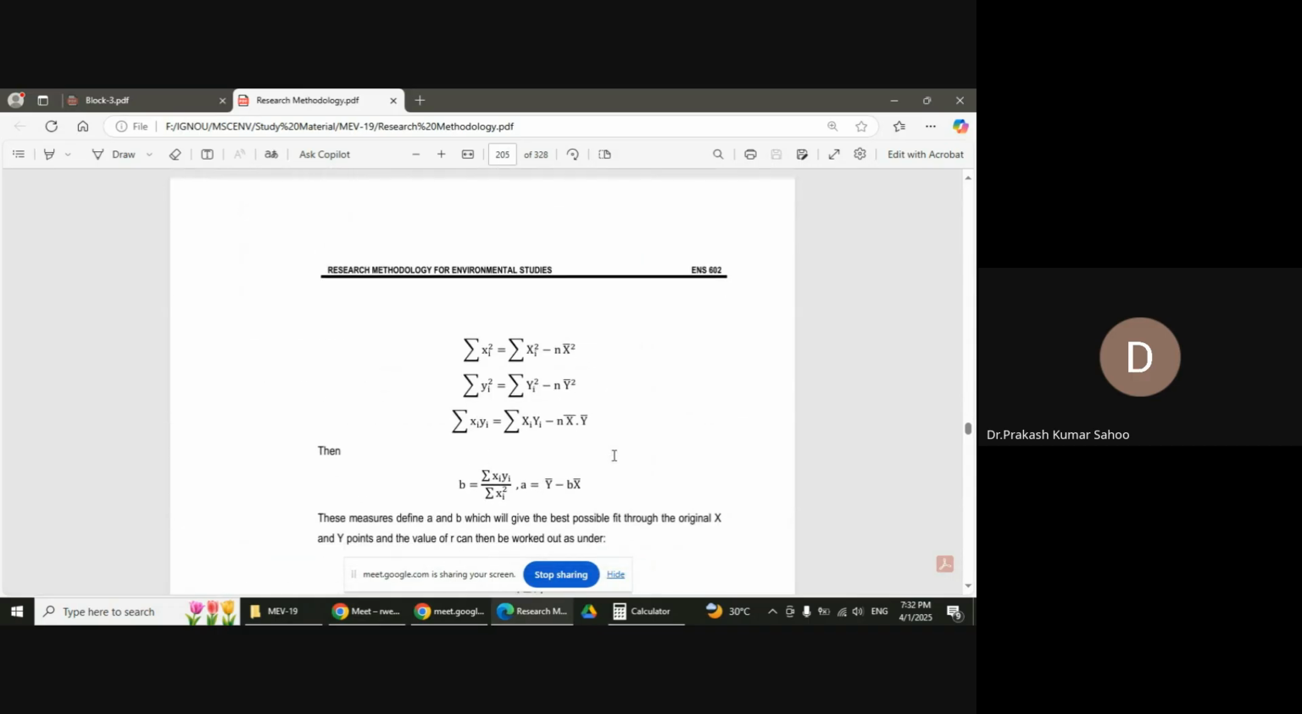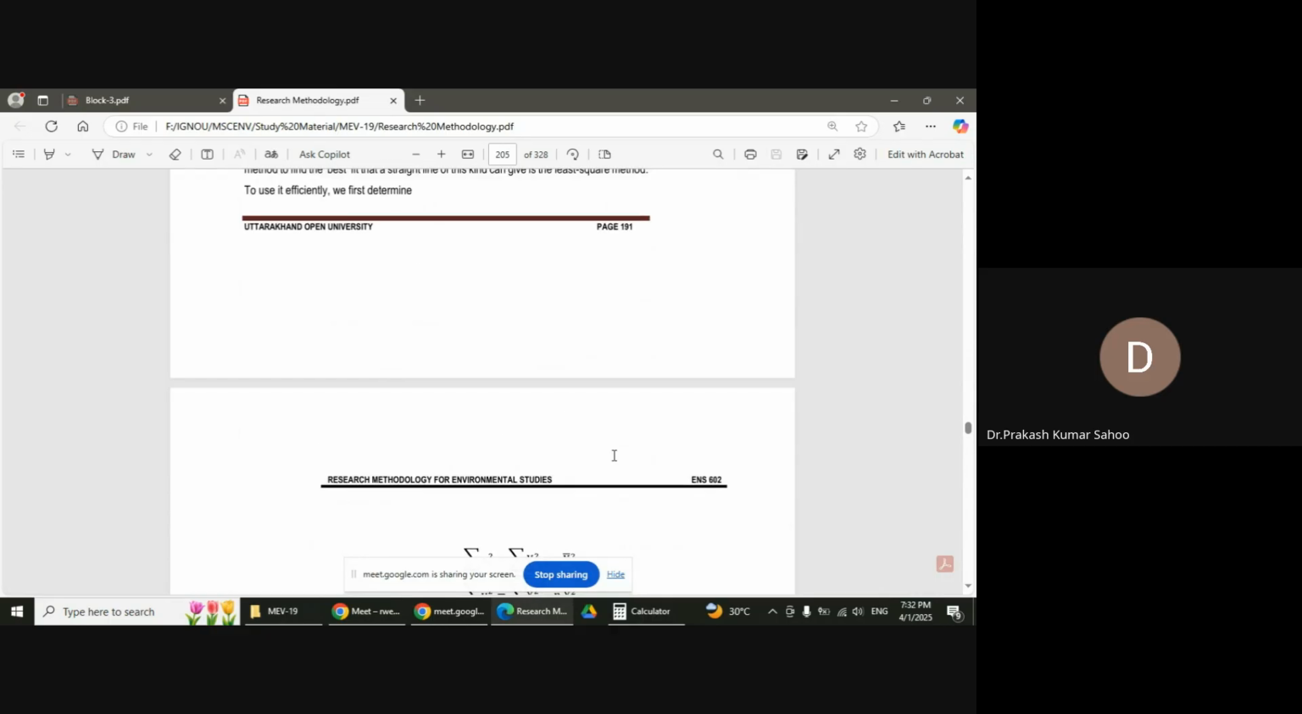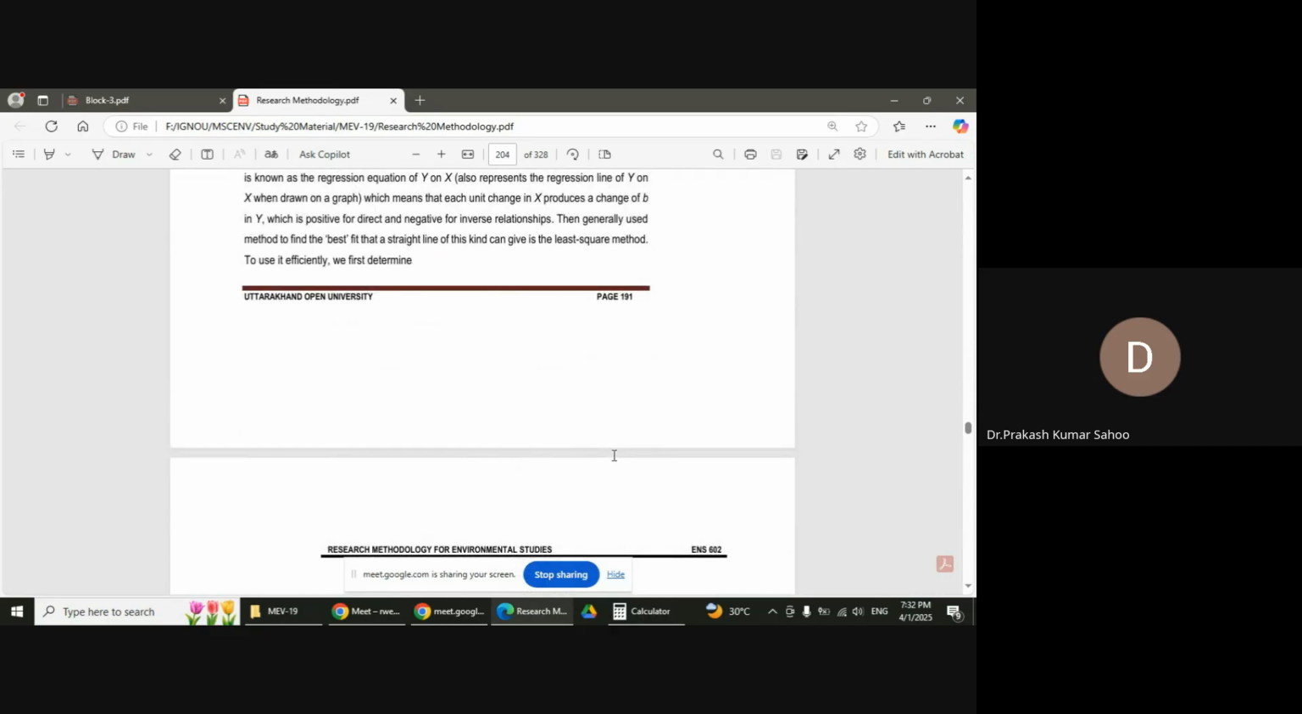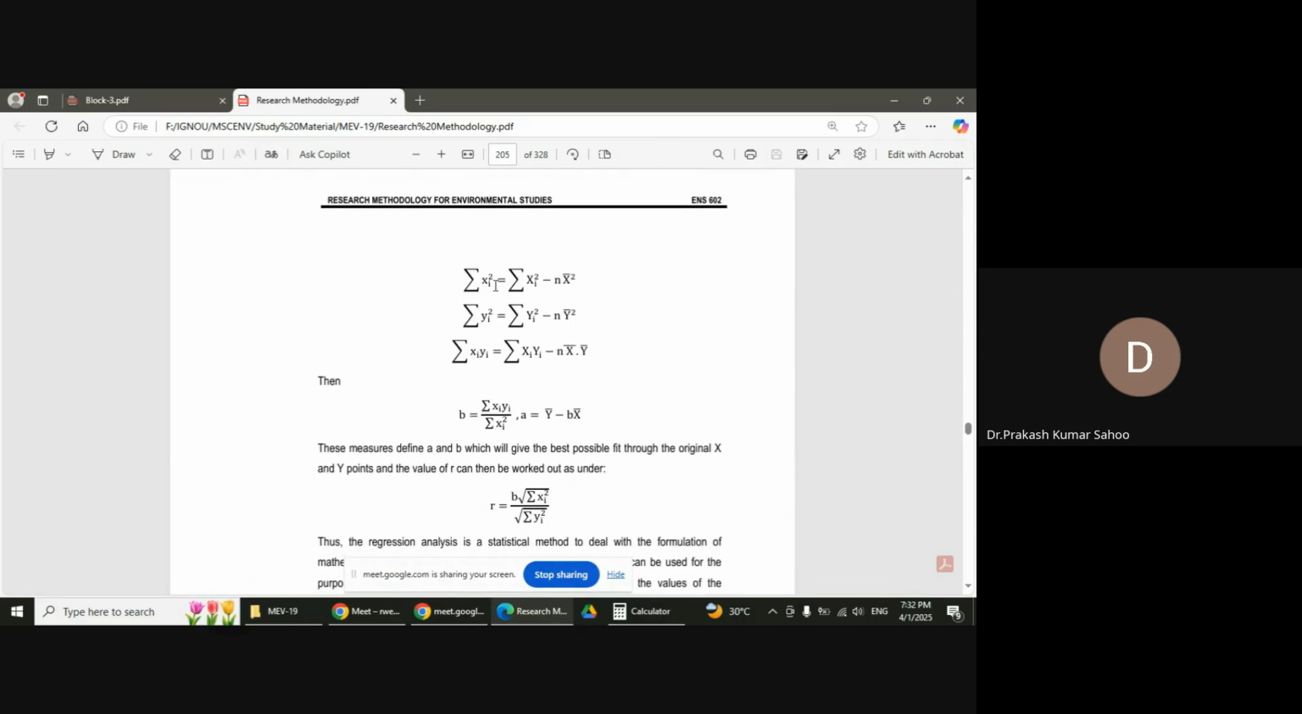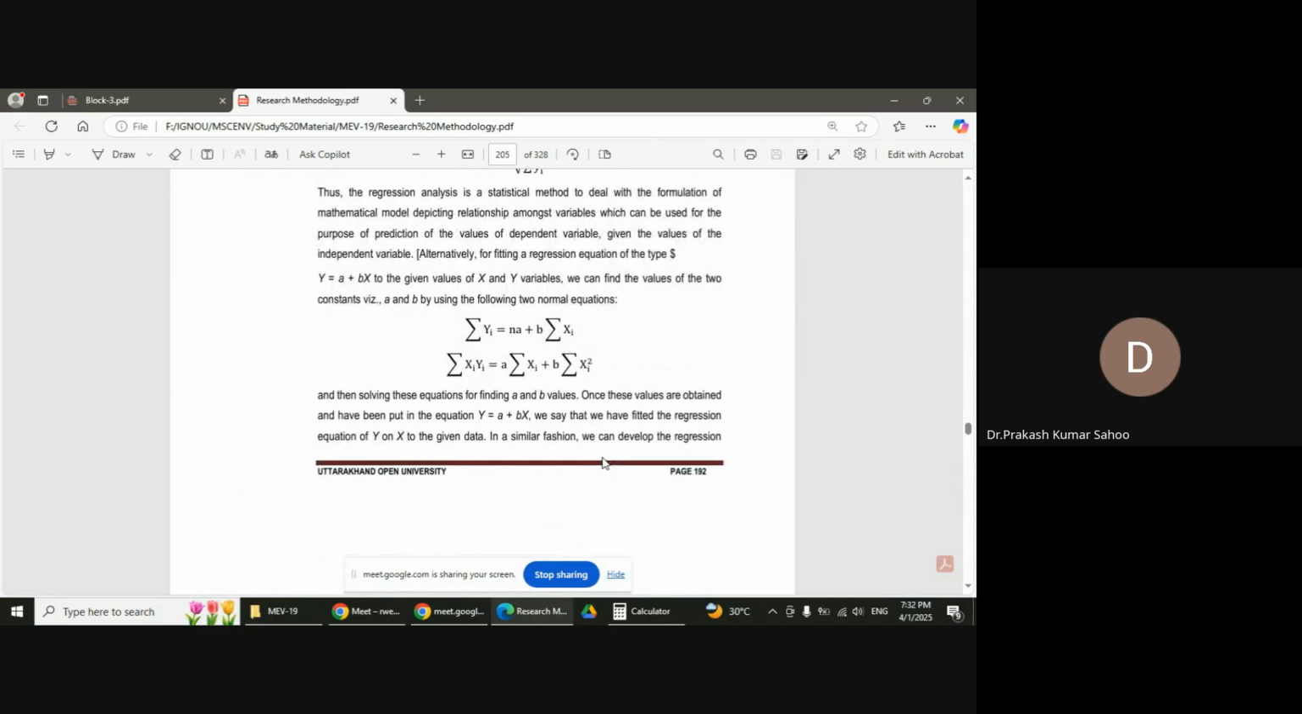Let's have some equations. This is the least square method, and the equations are like this. Just go through these equations, and just remember that x and y are the two sets of data, like this.